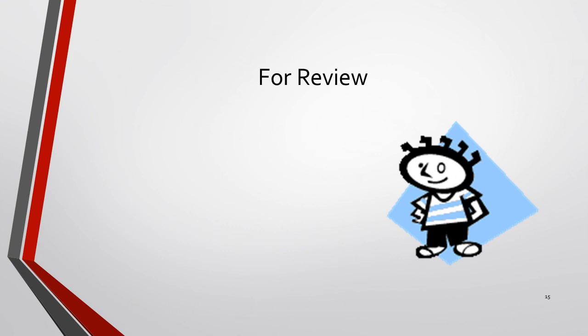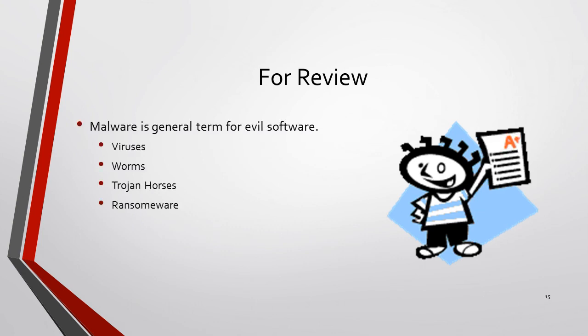Okay, so we've talked about a lot of stuff today, but for review. Malware is just a general term for malicious software. There are many different forms of malware, and a few examples are viruses, worms, Trojan horses, ransomware, but there is a lot more.